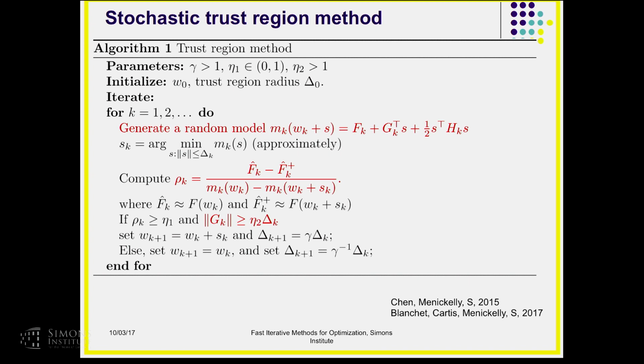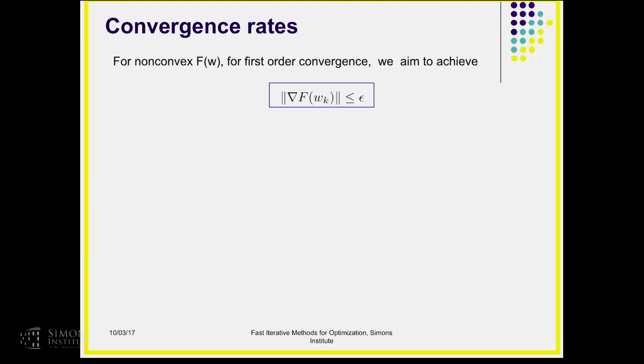And then there's an additional condition that basically requires the trust region and the estimated gradient to be of the same side. And this is essential for convergence, but it's a technical detail in some sense. It's really essential, otherwise the methods don't work. Okay, so we have convergence results and convergence rates.